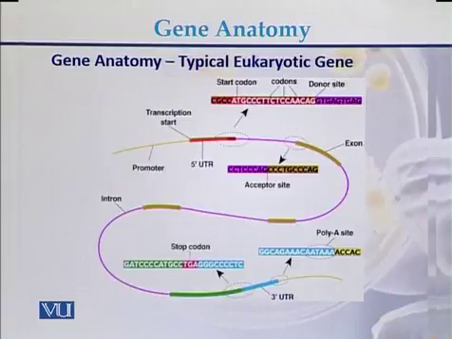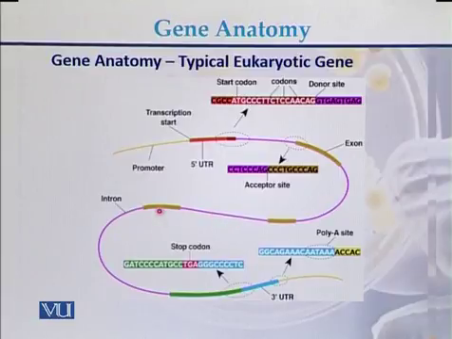This is the gene anatomy of the eukaryotic gene, because there is a little bit of difference between the anatomy of the prokaryotic gene and the eukaryotic gene. Eukaryotic genes are usually complex in nature and consist of exons and introns. Here we can see the promoter region of the gene. These are the 5' UTR regions. Then there are introns and exons. This is intron, this is exon, again intron, exon, intron, exon.